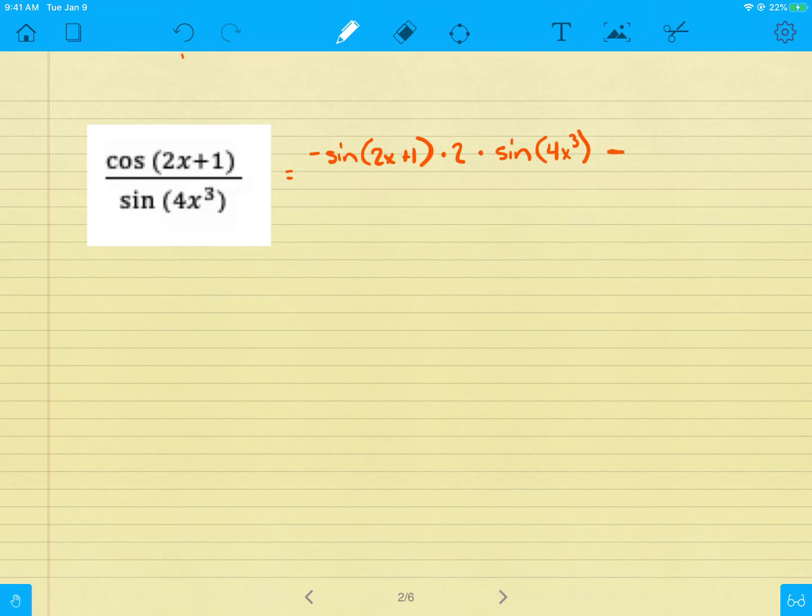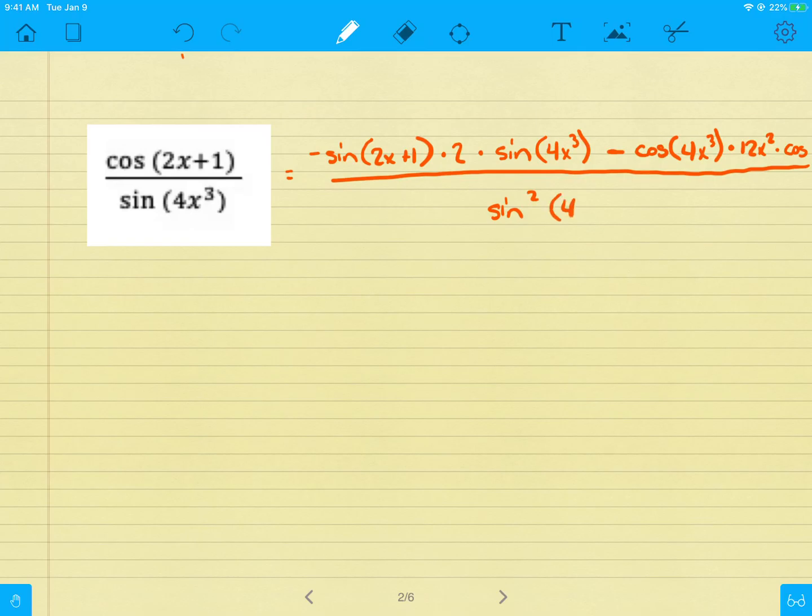And now we have to subtract the derivative of the bottom. The derivative of sine is cosine of whatever is in the parenthesis times the derivative of what's in the parenthesis, which would be 12x squared. That's the derivative of the 4x cubed. Times just the top, which in my case was the cosine of 2x plus 1. And that is all over sine squared of 4x cubed. That is the whole bottom squared.